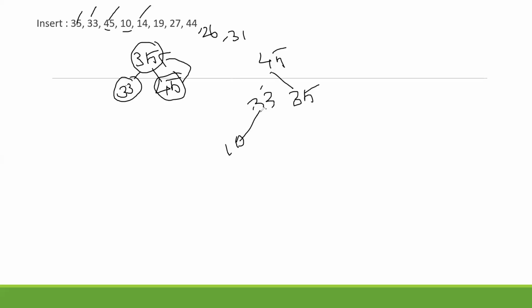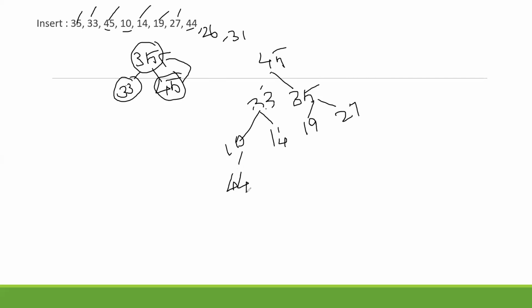Next 14. So what happened? I'm going to insert here. Here also it's not a problem. Now 19. Just 19 you can insert here. Also not a problem. I got the minimum value. Now 27. So 27, it's okay. Next one here I got 45.